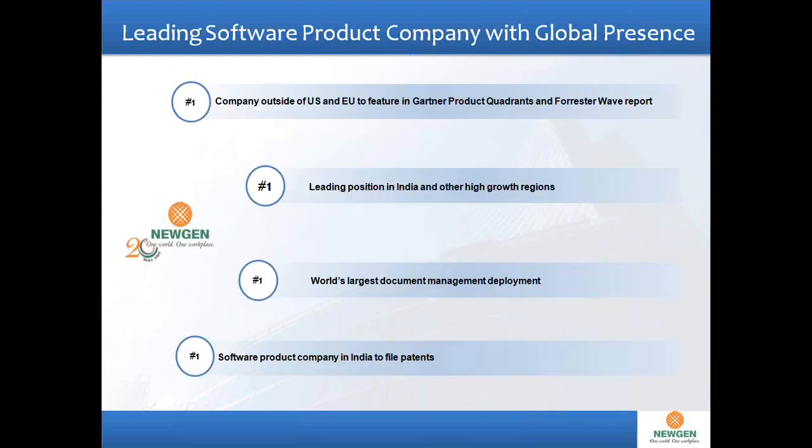Now a bit about my organization, Newgen Software Technologies Limited. We are a very proud organization working in the product space. Primarily we are working with 3 products: enterprise content management, business process management, and customer communication management. If you look outside the US and Europe, we are the only product company in the Gartner Magic Quadrant and Forrester Wave report for these products. It's a great proud feeling for us.